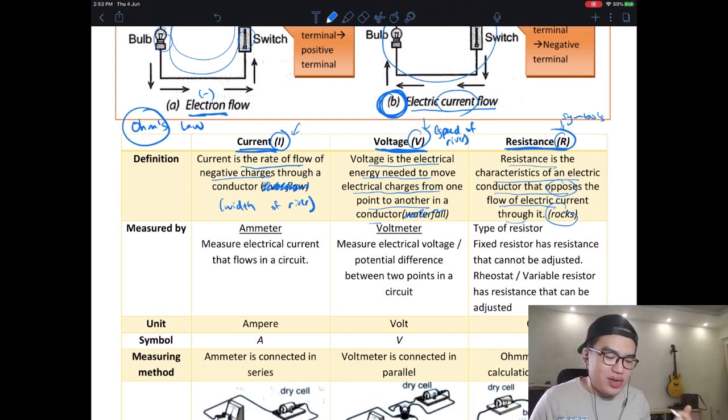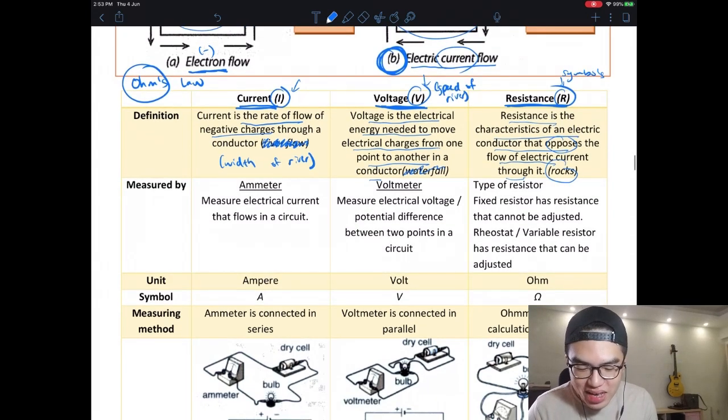So I hope you understand this. I, V, and R, 3 terms. Very simple analogy. You must understand. Of course they won't ask for this in the exam.